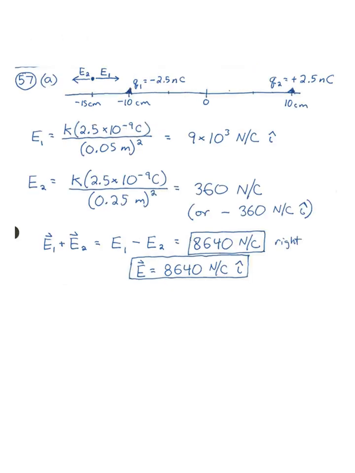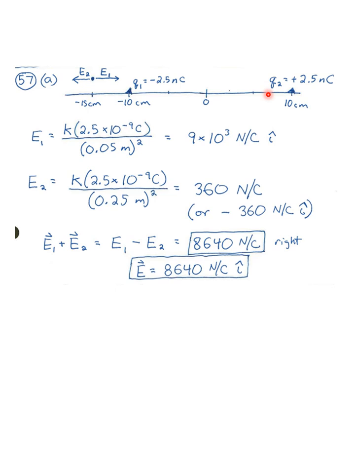Number 57. We're just going to do part A. For the electric dipole in example 15.7, compute the electric field at the location negative 15 and 0. So we have to go back and look at example 15.7. If you go back to that example on page 342, it says the dipole lies on the x-axis. There's a negative 2.5 nanocoulomb charge at negative 10 centimeters, and so there I've drawn it there, and a positive 2.5 nanocoulomb charge at positive 10 centimeters, so I've drawn it right there.